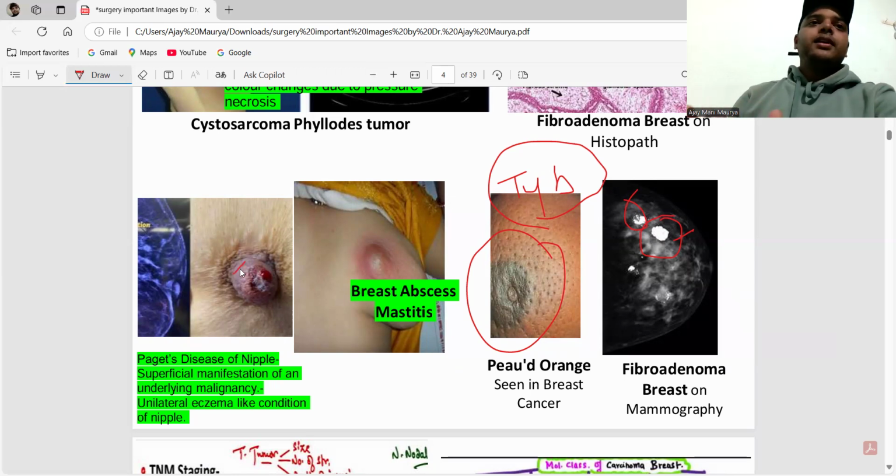Okay, this is the case of Paget's disease of the nipple. This is the superficial manifestation of an underlying malignancy, guys. If the patient is having a malignancy, it will cause this. There is a unilateral eczema-like condition of the nipple. For treatment, first of all, you have to treat the underlying malignancy.